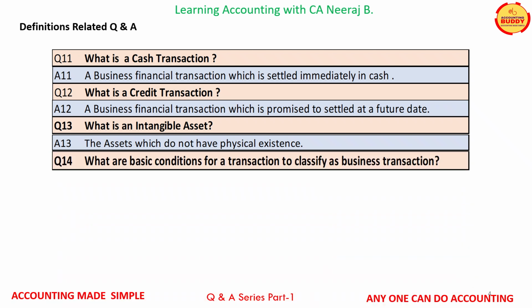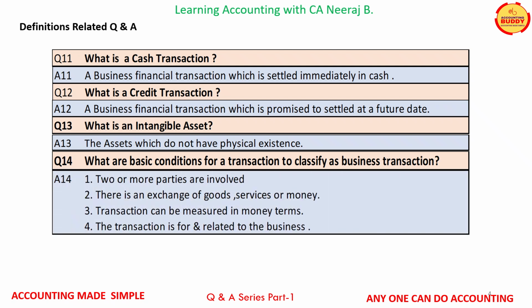Question number 14. What are the basic conditions for a transaction to qualify as a business transaction? The four conditions are displayed on your screen. Two or more parties are involved. There is an exchange of goods, services or money. Transactions are measured in money terms. And the fourth one, the transaction is for and related to the business.